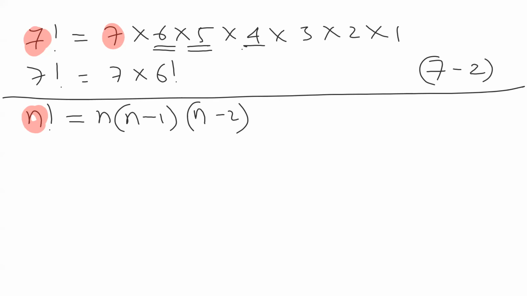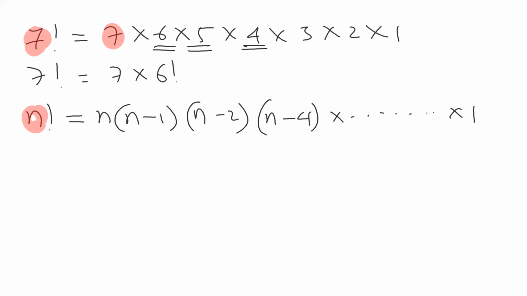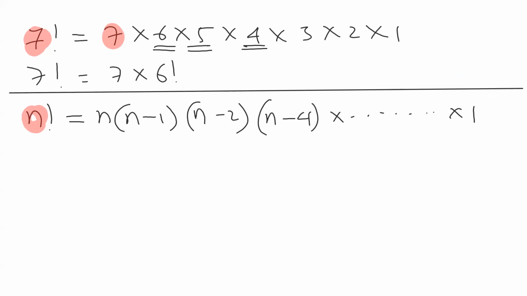The fourth term is 4. How do we get this 4? We get this 4 by 7 minus 3. So the fourth term of n factorial will be n minus 3, dot dot dot, into 1. Correct? I hope you all understood this.